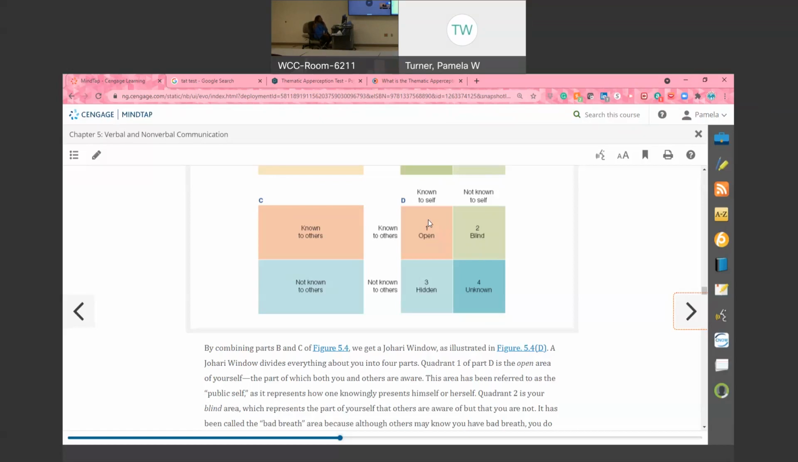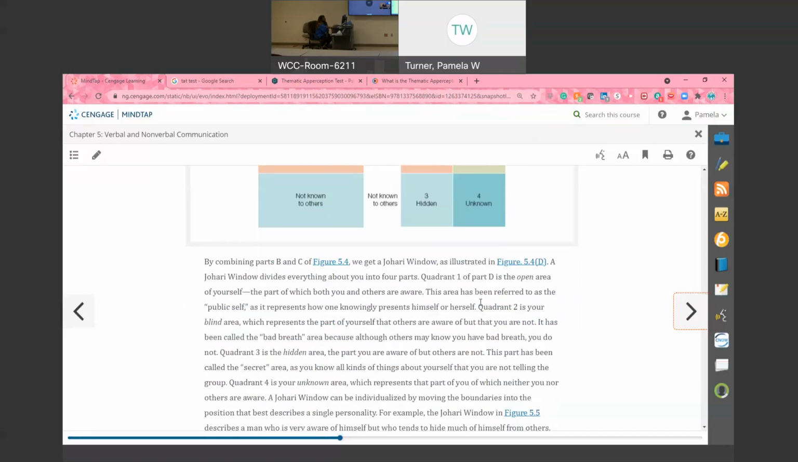And 4 is my unknown area. So that's the right front. And the unknown area are things that I don't know about myself and things other people don't know about me, either because I don't know. The goal is to be more open. Okay, so let's look at it.